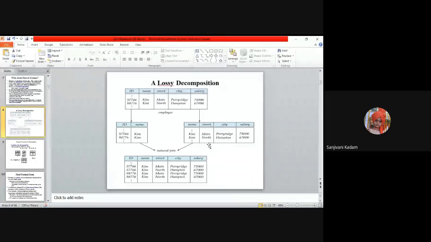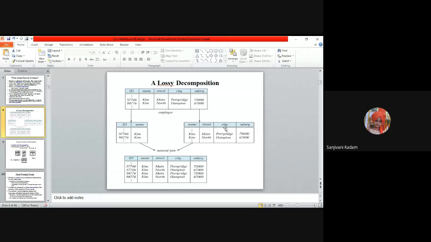Right now, consider that the previous employee schema has ID, name, street, city, and salary. ID is the primary key, and that's why it will not have a repetition of values, but name is getting repeated. Even though name is repeated, the two persons are different, and that's why street, city, and salary are also different. The relations are ID and name, and the remaining attributes: name, street, city, and salary.